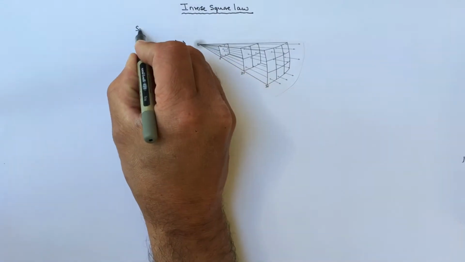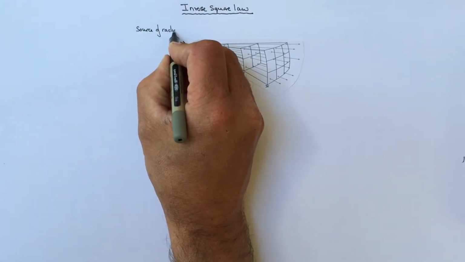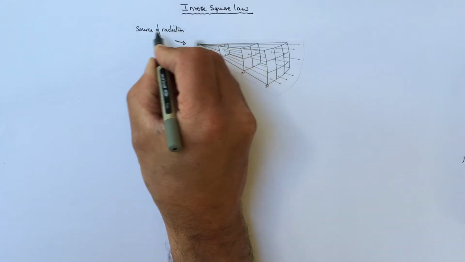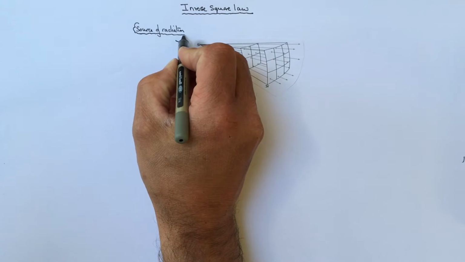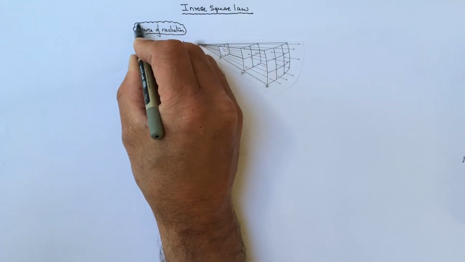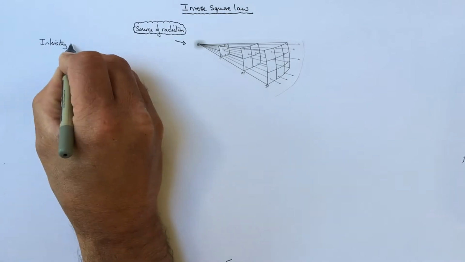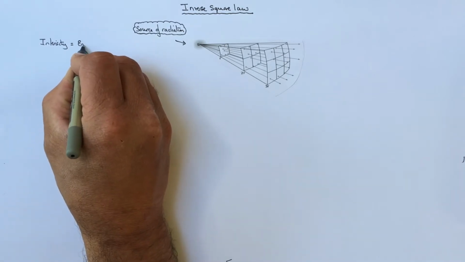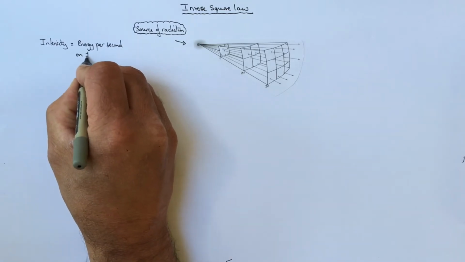So what is the inverse square law? Well, we know that as we move away from a radiation source, the radiation spreads out, and so the intensity gets less as we move further away. So what does intensity actually mean? Well, it's the energy per second which is received on every metre squared of area.